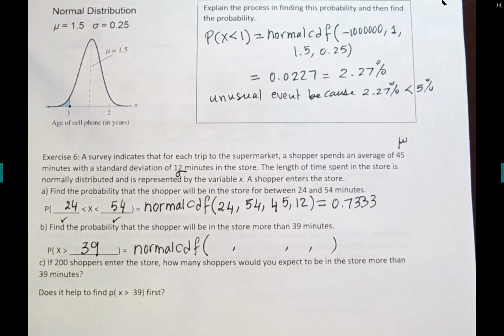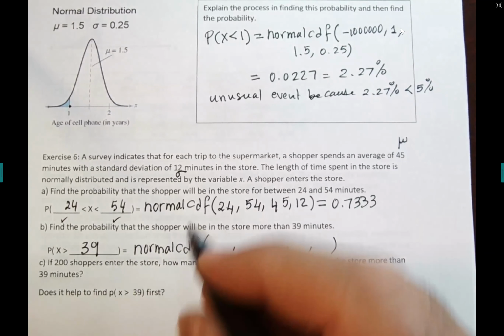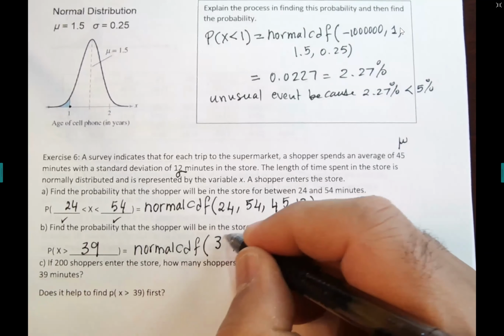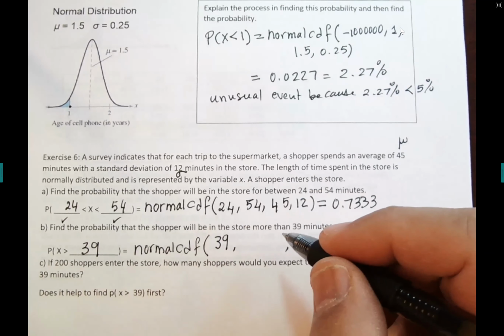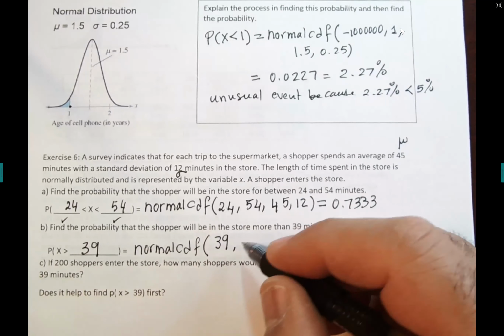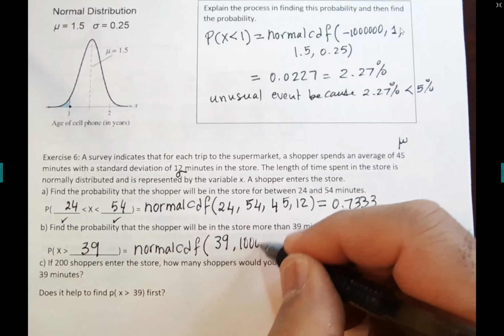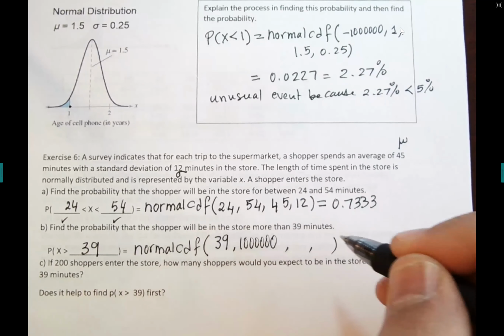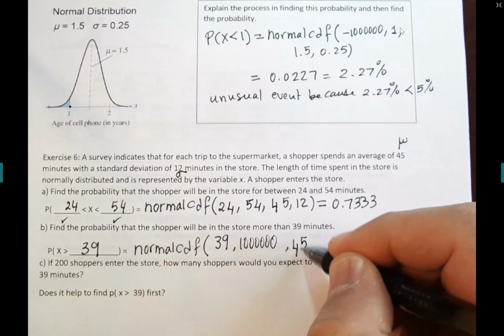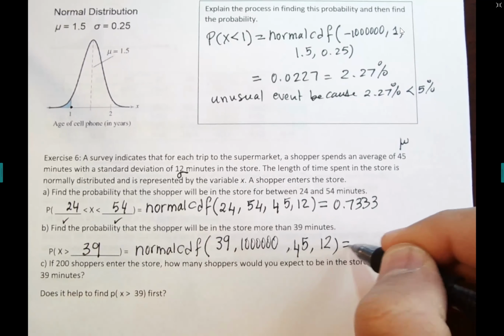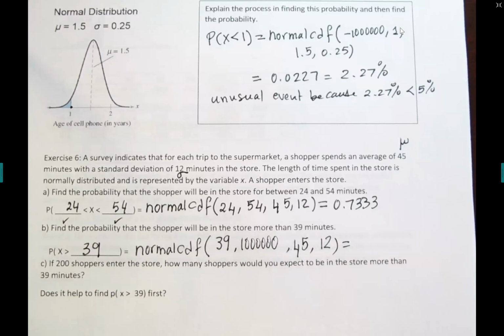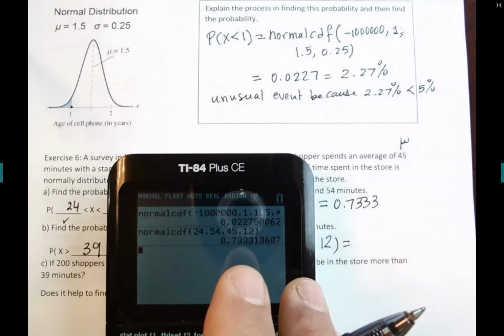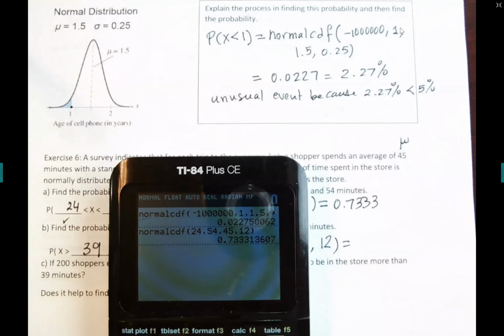For a greater, that would be the one, yeah. And what's the upper limit? No upper limit. The sky is the limit. So it's 1,000,000. Mean is 45 and 12. I hope that those numbers are making sense to you guys, because it's very important. That's the way to grasp this.